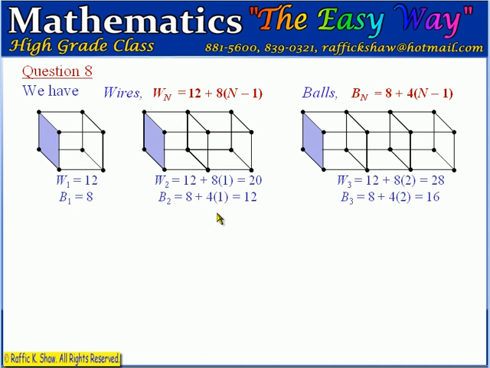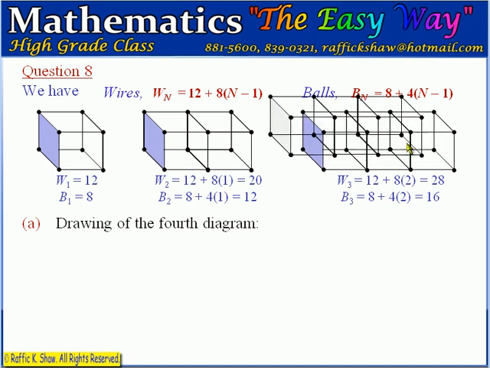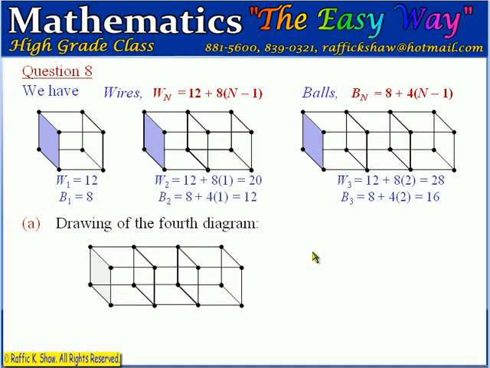This is the information we have so far. Alright, and we now need to draw the fourth diagram. To draw the fourth diagram, we simply bring the third diagram in. That's the third diagram, and we're adding the 8 wires and 4 balls to this third diagram to create the fourth diagram. And that is it. We add that to the third diagram, and that's our resulting fourth diagram.